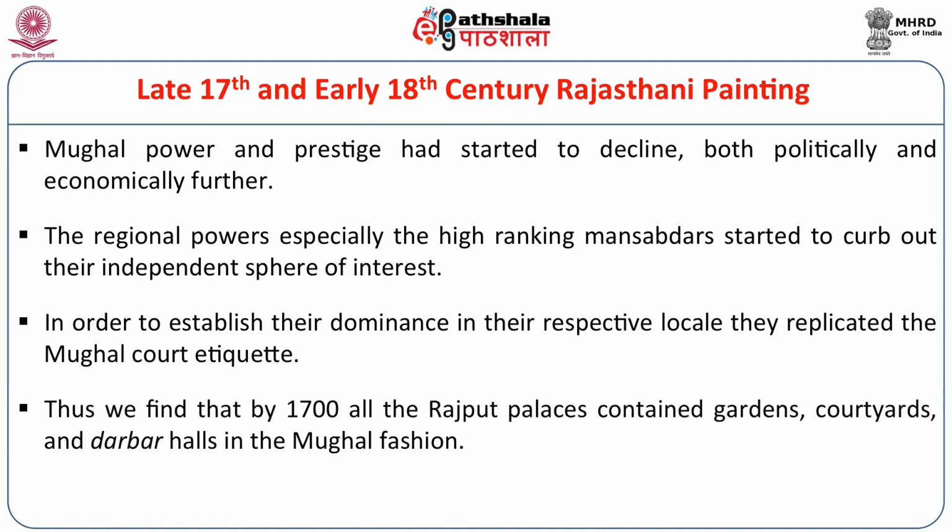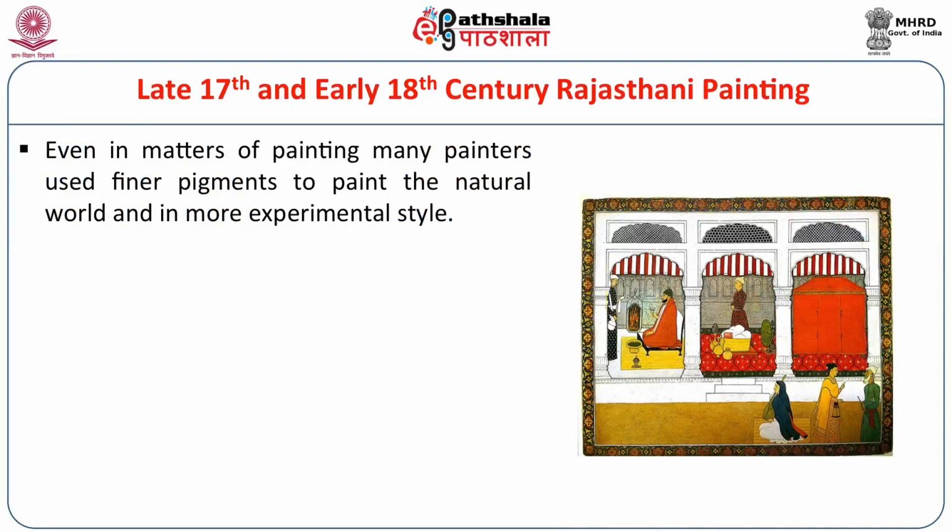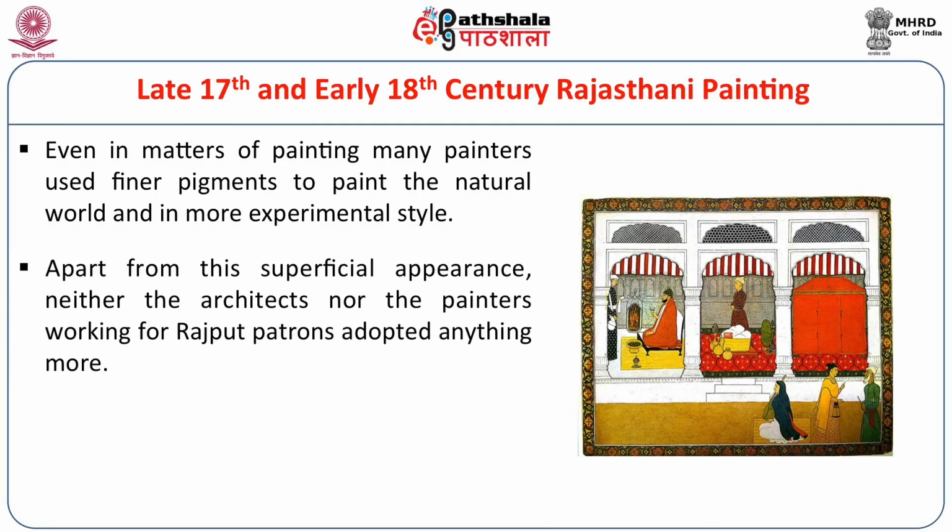Thus, we find that by 1700, all the Rajput palaces contained gardens, courtyards, darbar halls in the Mughal fashion. So, what happened was by the 18th century, these local houses were actually becoming so powerful that they could now cut off all relation with the Mughals. But of course, Mughal culture was steeped deep in this whole ambience. Even in matters of painting, therefore, the painters used finer pigments now, and painted the natural world, and a more experimental style started. Apart from this superficial appearance, neither the architecture nor the painters working for Rajput patrons adopted anything more.